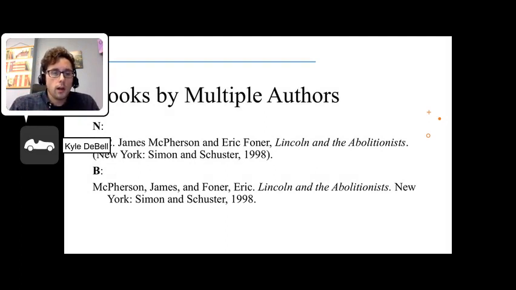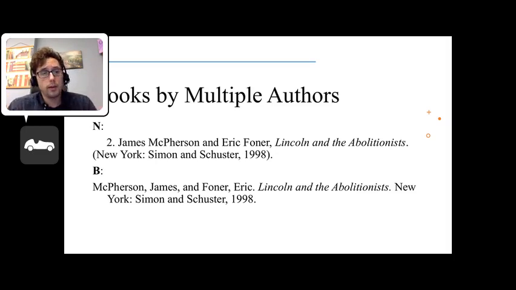All right, so books by multiple authors work the same way as a single authored book, the exception being that now you have multiple authors. In this particular case, we have two. With your footnote, it's going to be first name, last name. With your bibliographic entry, that's going to be the inverse, last name and then first name. And this works the same way with journal articles as well.